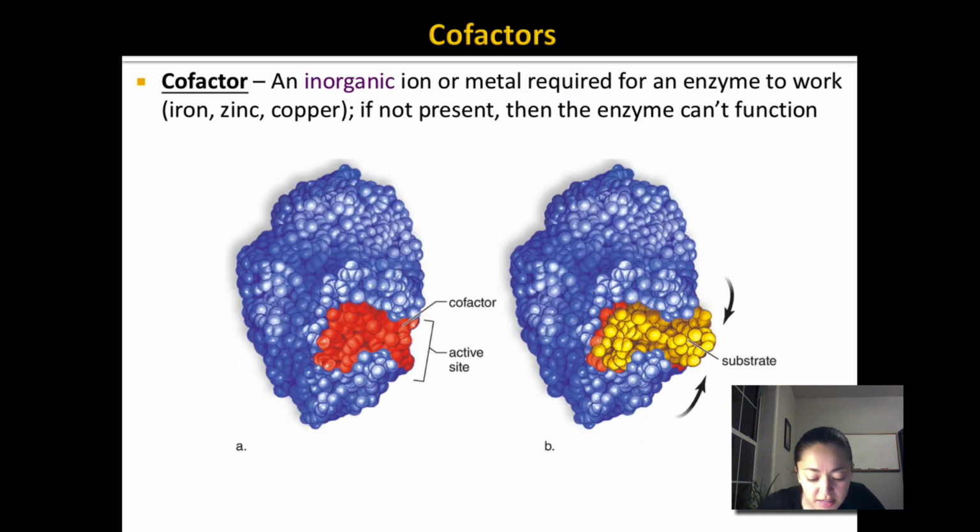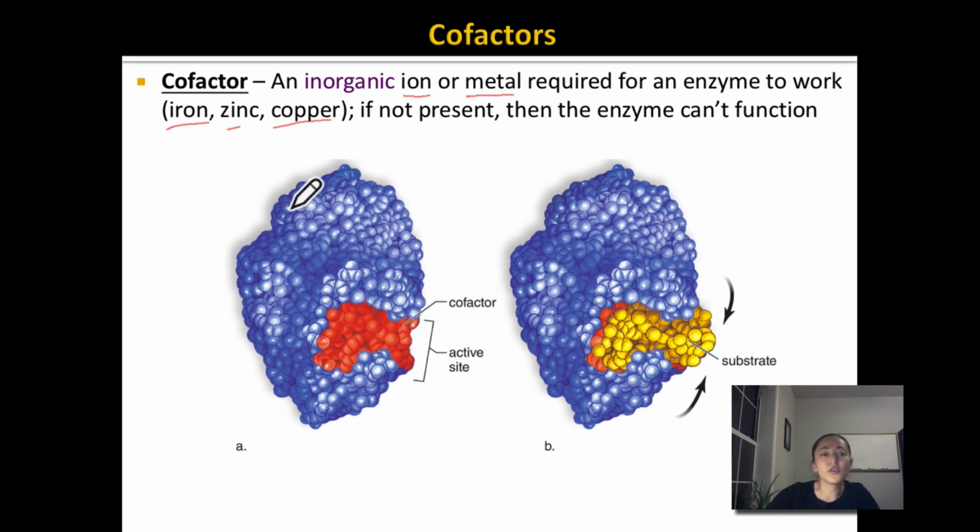The next objective says recognize the importance of cofactors in enzymatic reactions. Cofactors are an ion or metal, such as iron, zinc, and copper. These normally occur or are present in your body, and some enzymes require these. So these are cofactors for those enzymes. If they're not present, then the enzyme can't function. Not every enzyme has a cofactor, but many do.